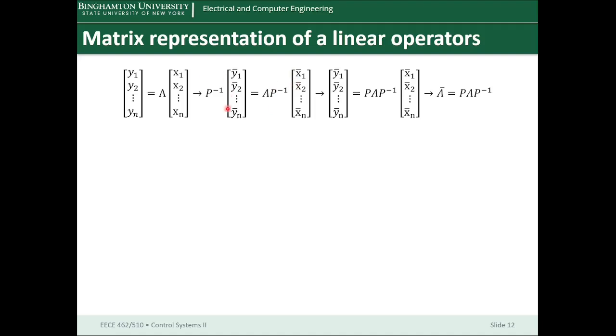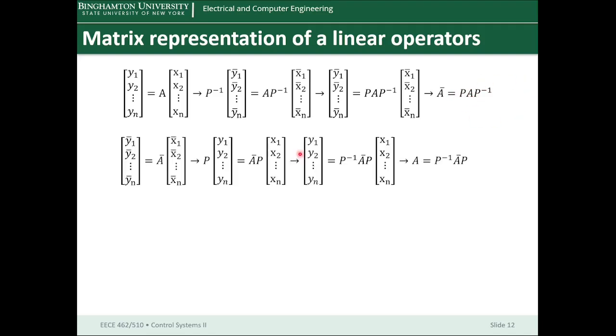That gives us P inverse y bar equals A P inverse x bar. Now multiply both sides on the left by P. We get y bar equals P times A times P inverse x bar. This is exactly the matrix relation we had in the new basis: y bar equals A bar times x bar. Comparing the two, we see that A bar must be equal to P times A times P inverse. We can also do exactly the reverse. Start with y bar equals A bar x bar. We conclude that A must equal P inverse times A bar times P.